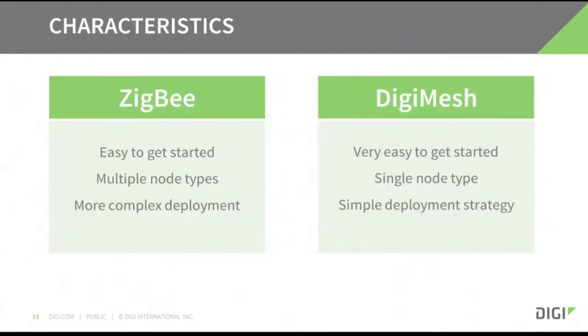Some other unique characteristics, or kind of a summary of what we've been talking about here: ZigBee networking, I keep saying it's more complex, but it's actually quite easy to get started. But it's definitely more complex than DigiMesh. DigiMesh is very easy to get started. You take them out of the box, you plug them in, you feed them serial data, and I'm going to show you this a little later on in the hands-on demo. But they're ready to go. You feed them data and it gets delivered to the other radio. ZigBee has multiple node types and roles to worry about. DigiMesh is a single node type. So more complex deployment with ZigBee and simpler with DigiMesh.